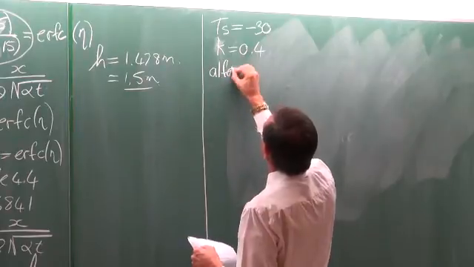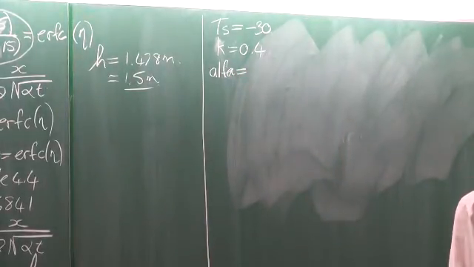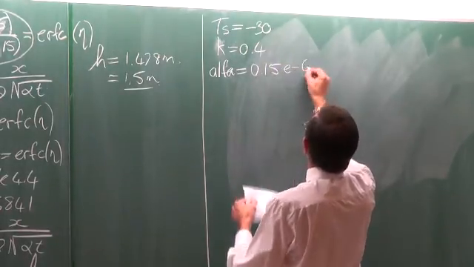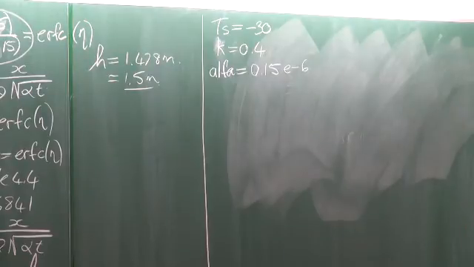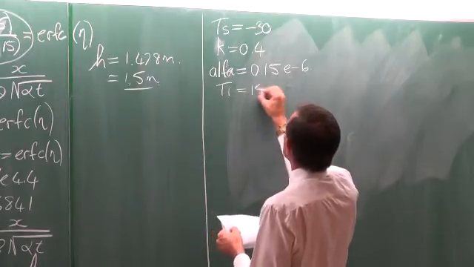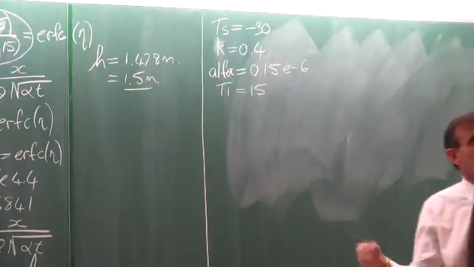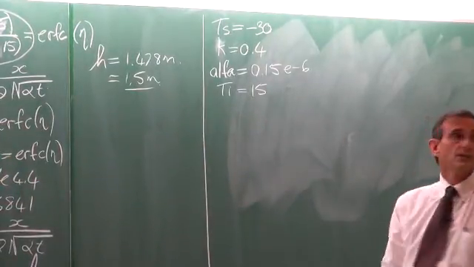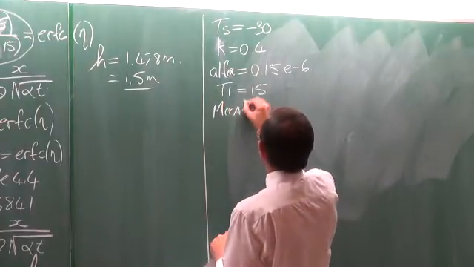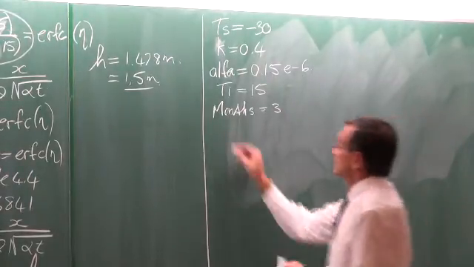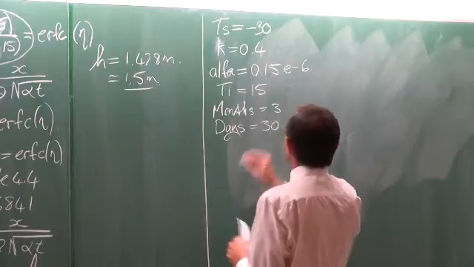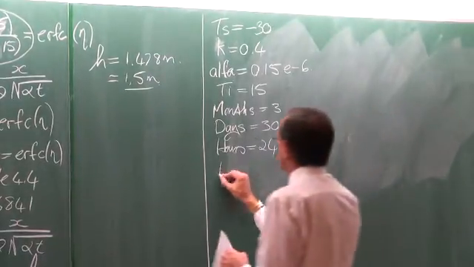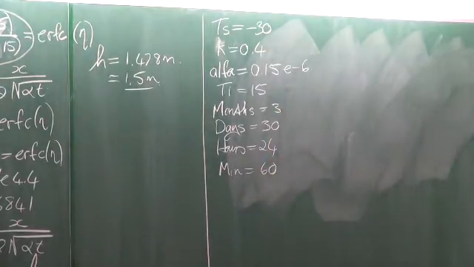And alpha, I can't put in an alpha symbol on my laptop, so I'm going to write it like that. Alpha is equal to 0.15 e to the minus 6. That is how I'm going to type it in on my laptop and in ease. And Ti, the initial temperature, is 15. Then, depending on how you want to calculate the time, directly with this calculation, or if you want to be a little bit fancy, let's do it like this. Say the months is 3 months. The days in a month is 30. The hours is 24. The minutes is 60.